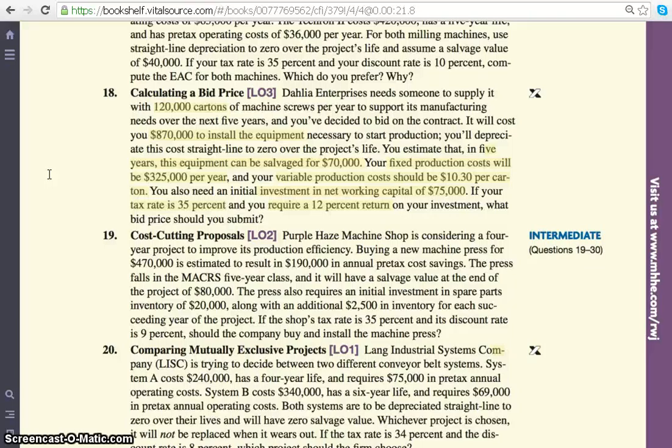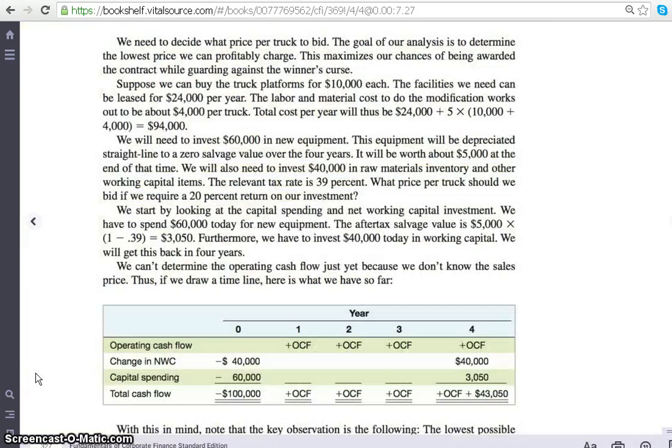If your tax rate is 35% and you require a 12% return on your investment, what bid price should you submit? So what I would do first is go through the problem and highlight the key information that you're going to need to solve the problem. Let me remind you that in your textbook, pages 326 to 327, there's a demonstration on a similar problem that will walk you through the steps needed to calculate bid price.